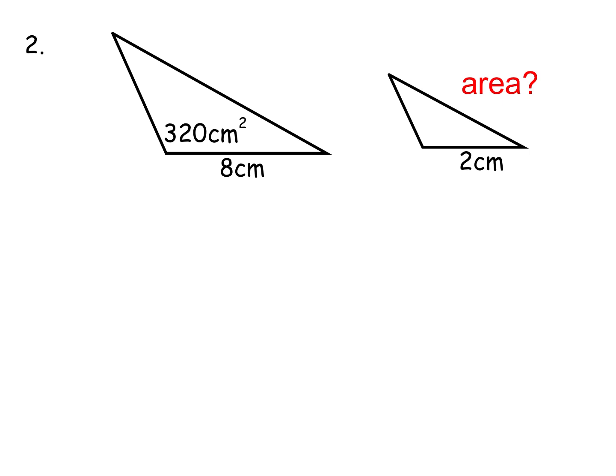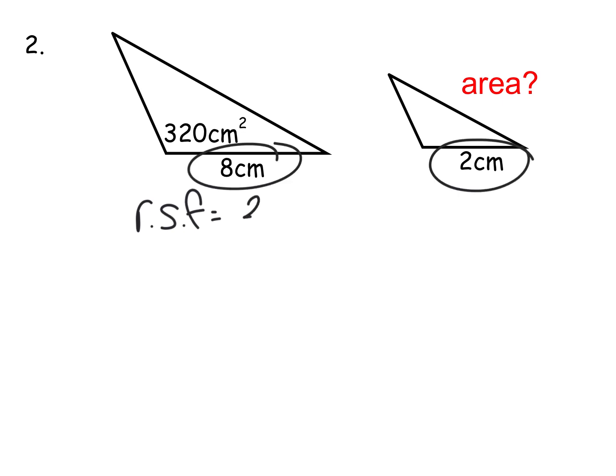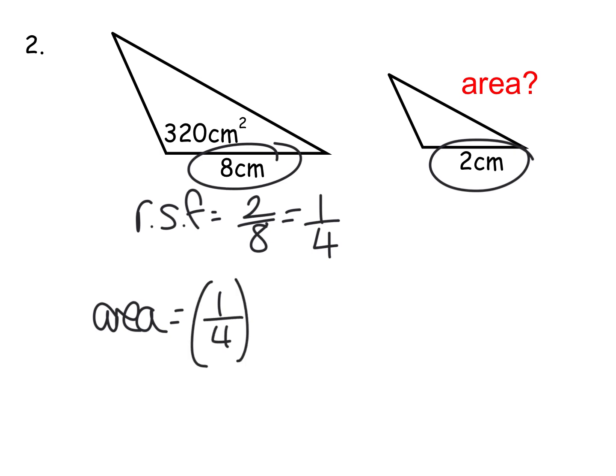Okay, this time I'm going from a big triangle to a small one, so I'm doing a reduction. So my reduction scale factor is small over big. So it'd be 2 over 8, which simplifies down to 1/4. And again, you might be able to just look at that and say, oh, she's divided by four, which is essentially the same as quartering. So to get the new area, we do our scale factor squared times the old area.